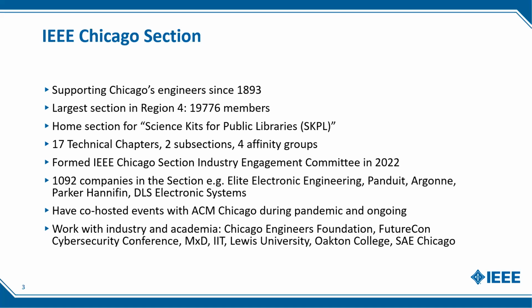In the section, we have about 1,092 companies. Some of the companies that are active in the IEEE Chicago section are Elite Electronic Engineering, Panduit, Argonne National Lab, Parker Hannifin, DLS Electronic Systems, just to name a few. And throughout in person and during the pandemic, we have co-hosted events with other organizations. So for example, ACM Chicago is another organization that is similar to what IEEE does. ACM is Association for Computing Machinery. And so we've co-hosted events together with them.